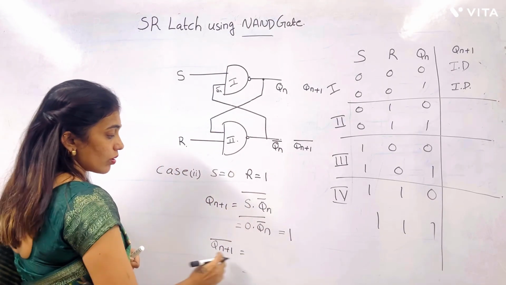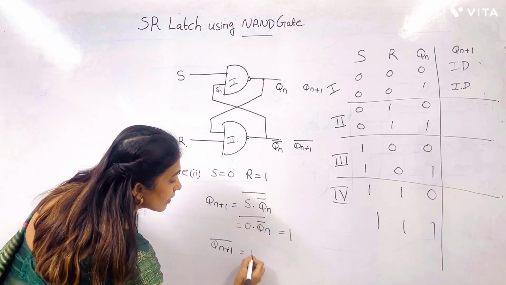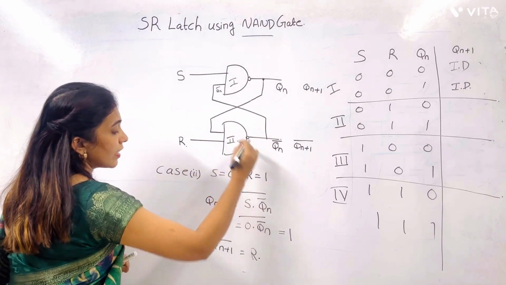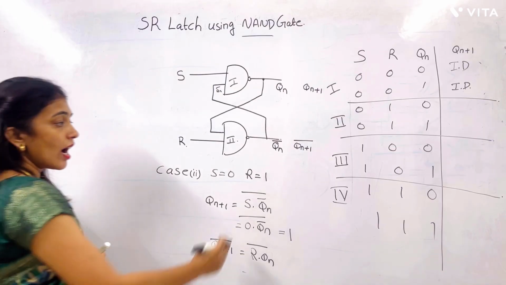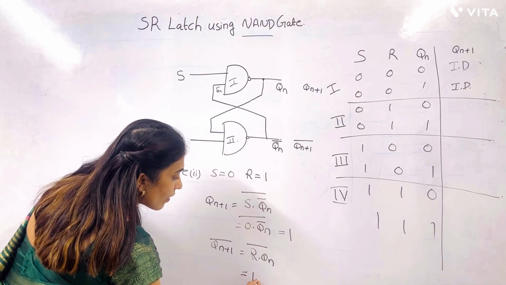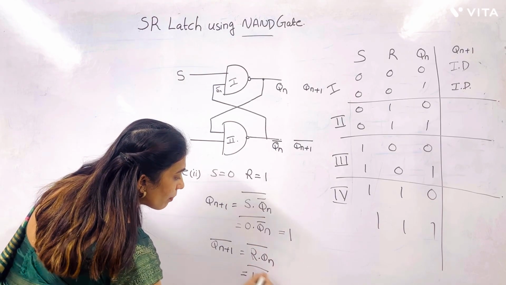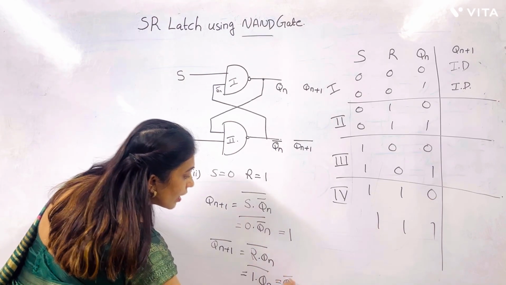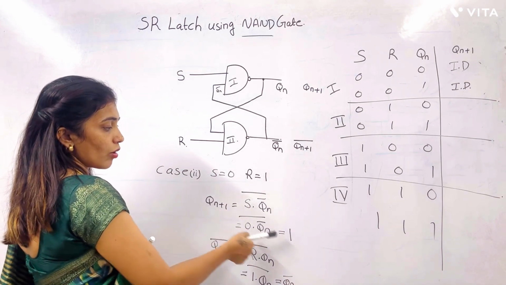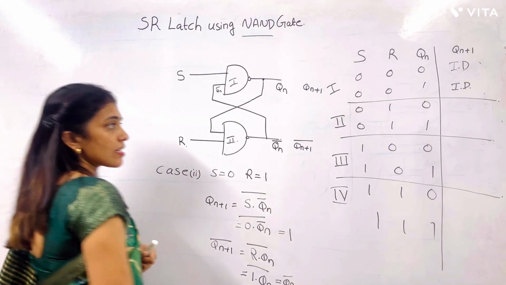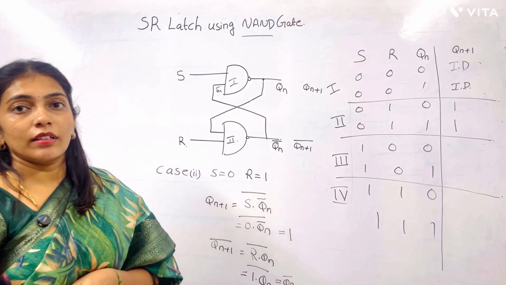Find second gate output also. Second gate output. For this gate, what are the inputs? One input is R, and R into the other input, Qn whole bar. In this condition, R value is 1, right? So 1 into Qn bar, 1 into Qn whole bar, that is equal to Qn bar. So at this situation, we got first gate output as 1, right? So that is why we can take that 1 in our truth table.